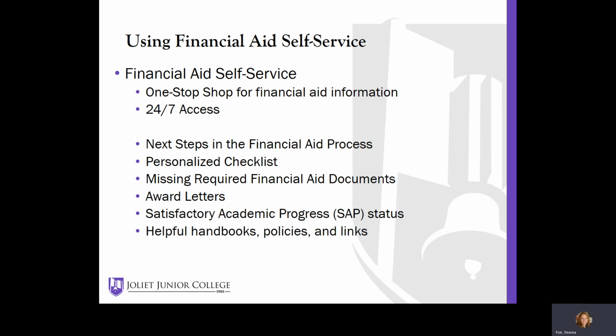Financial aid self-service is going to be your one-stop shop for financial aid information, and it allows you 24/7 access to view this and see where you are in the process. Some of the information contained in financial aid self-service and that we'll discuss is next steps in the financial aid process, your personalized checklist, missing required financial aid documents, your award letters, satisfactory academic progress status, and helpful handbooks, policies, and links for financial aid information.